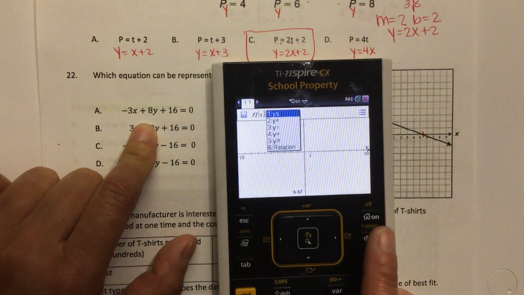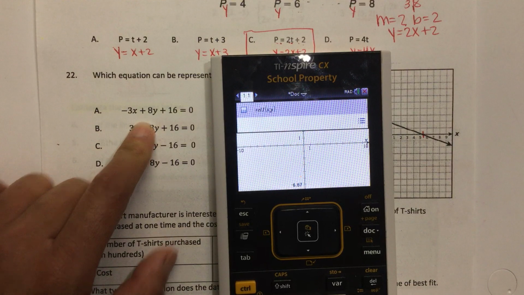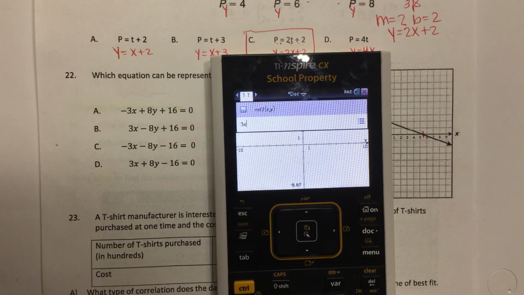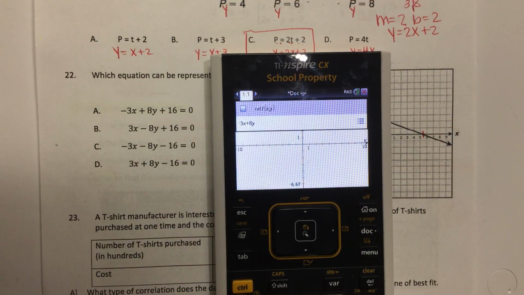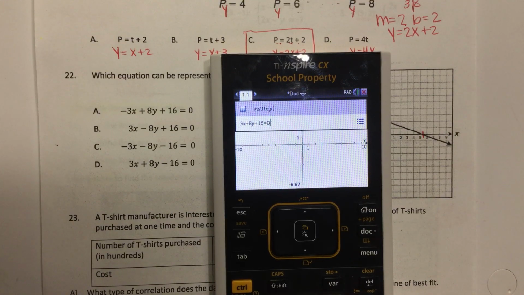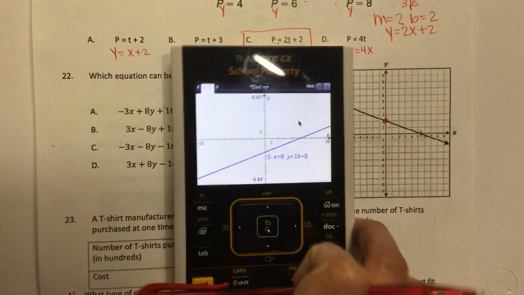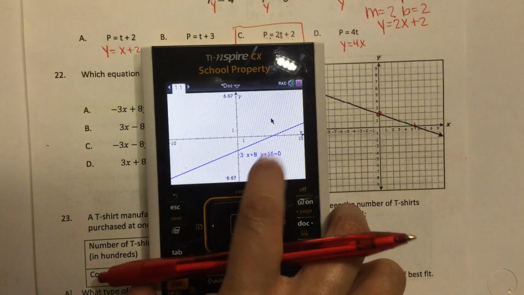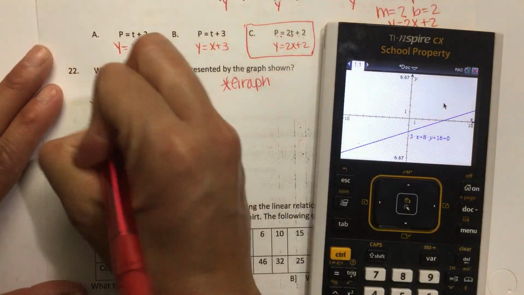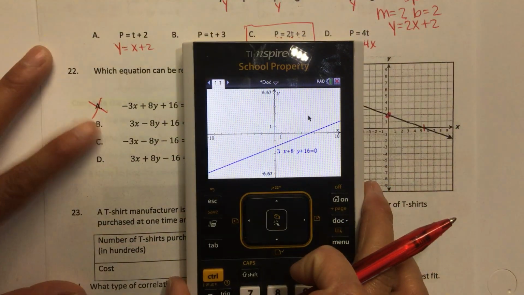I need to delete the equal sign, choose number 6 for relation, and type the equation. Negative 3x plus 8y plus 16 equals 0. Enter. This line is increasing, it has a positive slope. So I would X A out. Go to letter B.